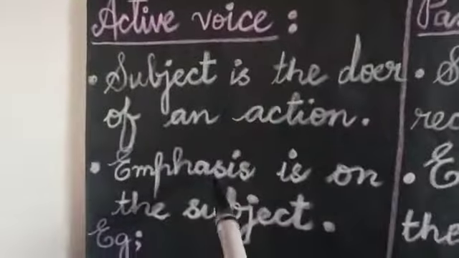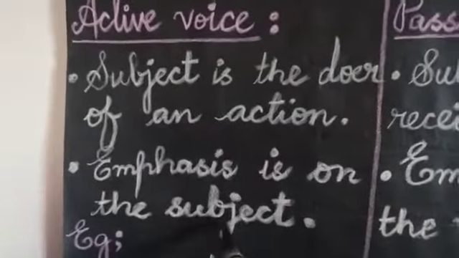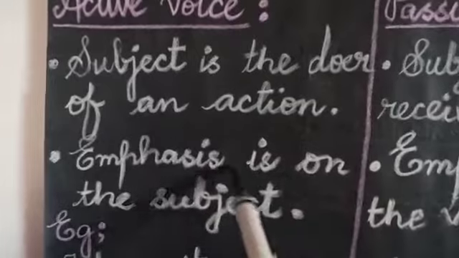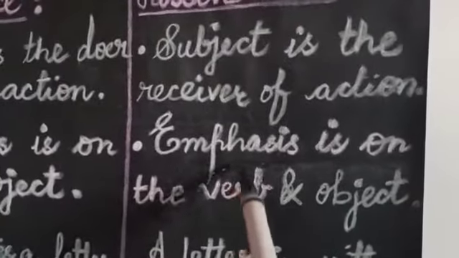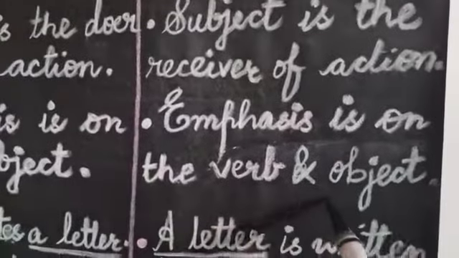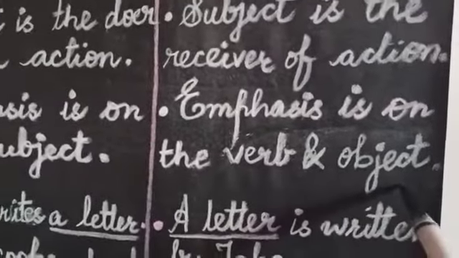Here, in active voice, we lay great emphasis on the subject. We highlight mostly the subject. But here, in passive voice, we give more importance to the verb and the object who has received the action.